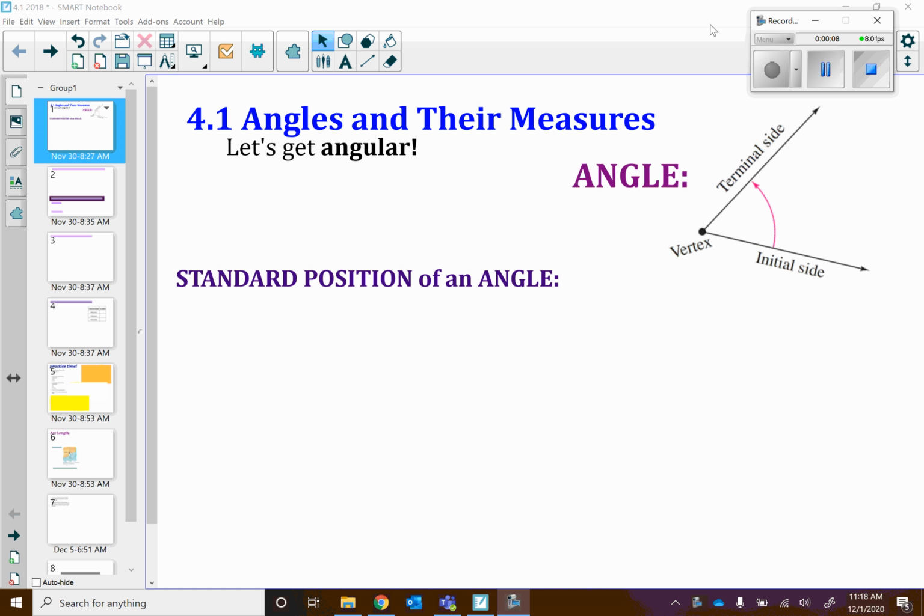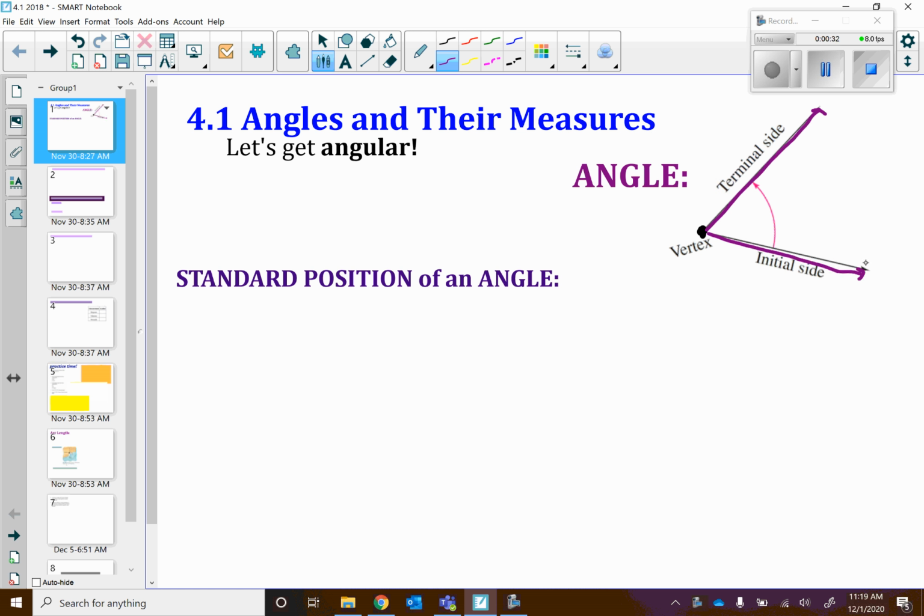We're going to talk about section 4.1, angles and their measures. So let's start by looking at what an angle is. You probably have seen one before, and when I say probably, I mean definitely, right? You've all taken geometry. An angle has three pieces. It has a vertex, and then it has two rays extending forever in both directions.